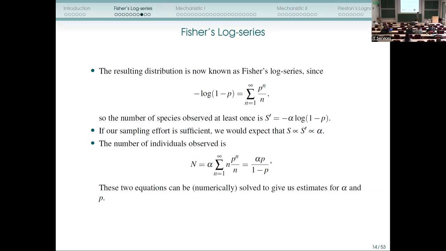And so what Fisher did is he said, okay, well, I've got two observables. First observable is the number of things I actually collected in my sample. Second observable is the number of species that I saw in my sample. And with those, I can solve for my two other parameters, alpha and p, which are giving me the whole distribution of species abundance. That was the whole point of this.